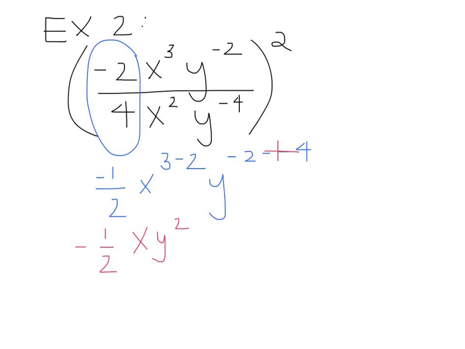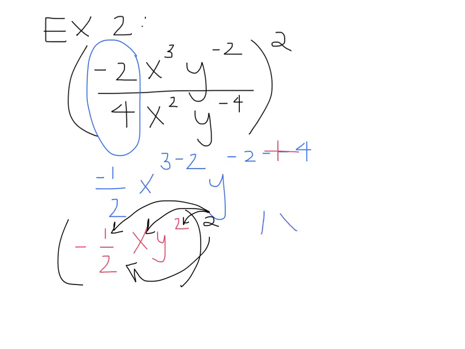Now, don't forget that all of this is being raised to the 2nd power, so the 2 needs to be distributed to everything. The 2 needs to go with the 1, the x, the y squared, and the 1/2, if you want to think of them all separately. So -1 to the 2nd power becomes +1. x to the 2nd power becomes x to the 2nd power. You multiply these two exponents together, so 2 times 2 gives you y to the 4th, divided by 2 to the 2nd power. And then you guys know what 2 to the 2nd power is.